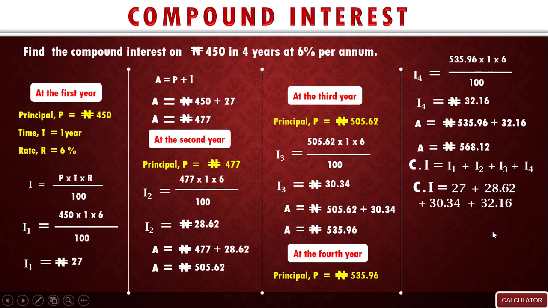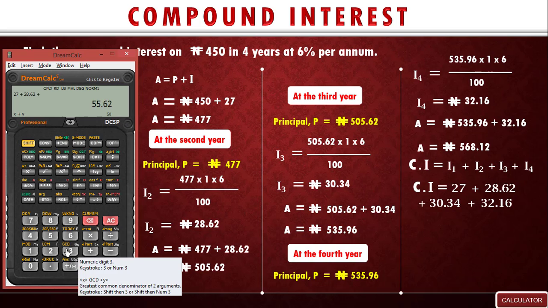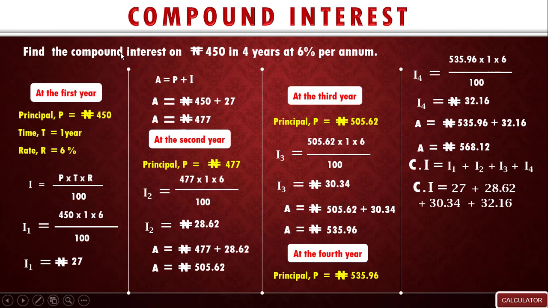So the next thing to do is to add this using our calculator. 27 plus 28.62 plus 30.34 plus 32.16 equals or enter. That gives 118.12. So our compound interest is 118.12.